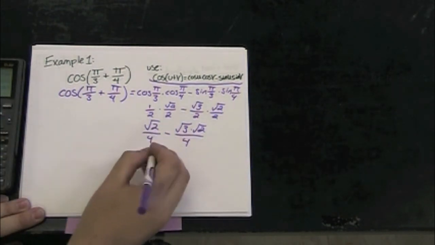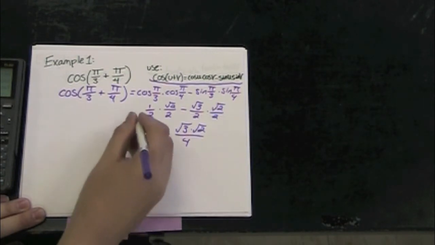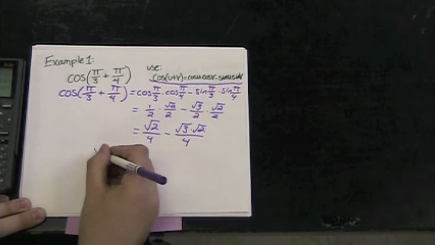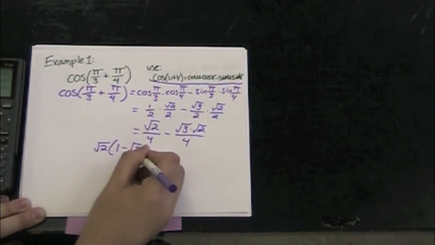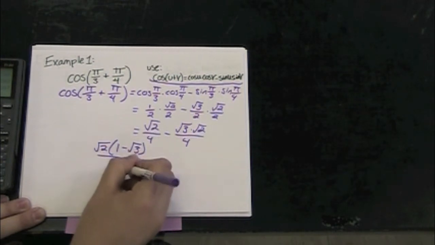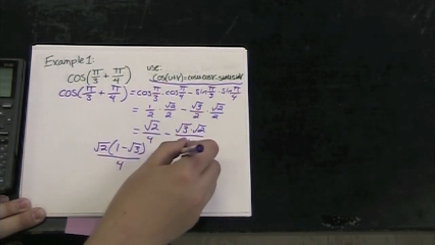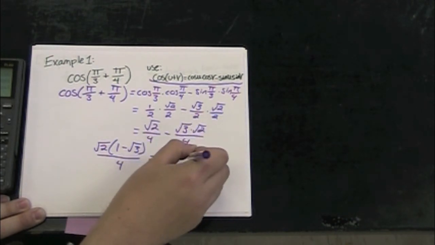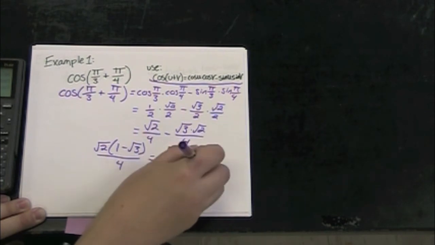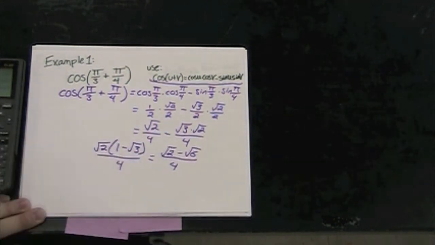I can simplify this a little bit more and write it in a couple different ways. One of which I can factor out as square root of 2, and have this as 1 minus square root of 3 all over 4. Or I could write this as the square root of 2 minus, multiply those two radicals, to get the square root of 6 all over 4. Either one of these two is acceptable.